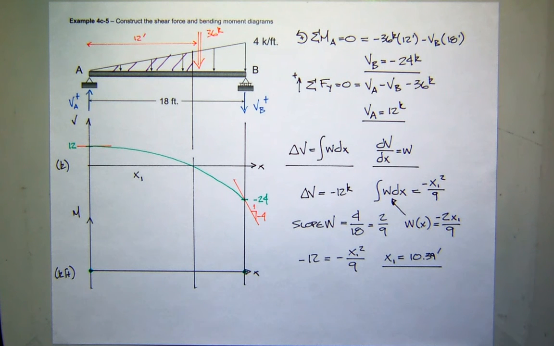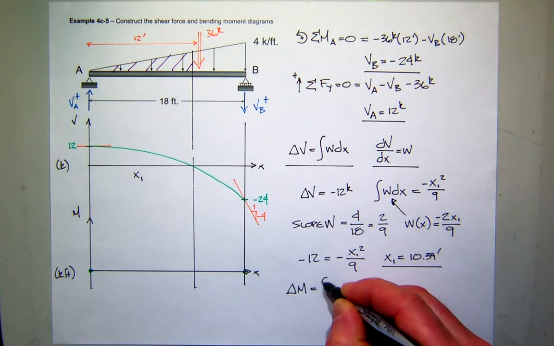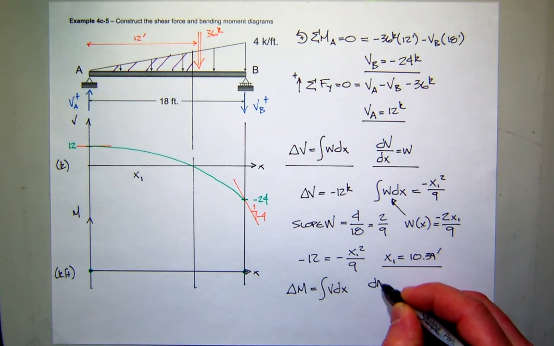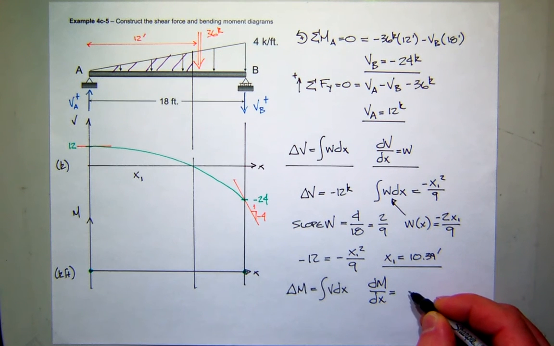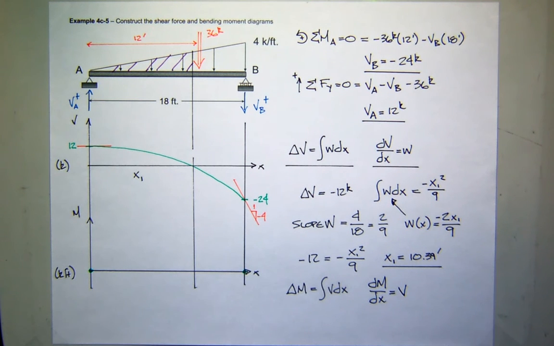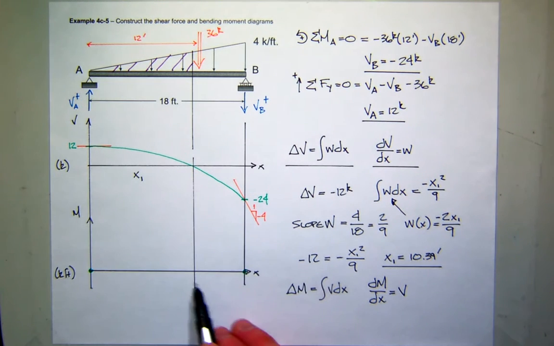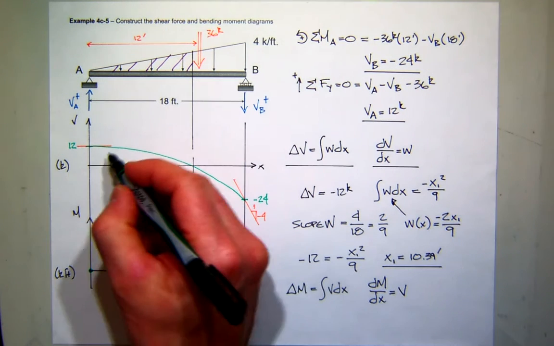This is a little bit different. So now the second equation for moment, we use that the change in moment is the area under the shear diagram, and that the slope of the moment diagram is equal to the shear. So the change in moment, let's say the change in moment from 0 to x1 should be the area under the shear diagram. So how do I find this area?